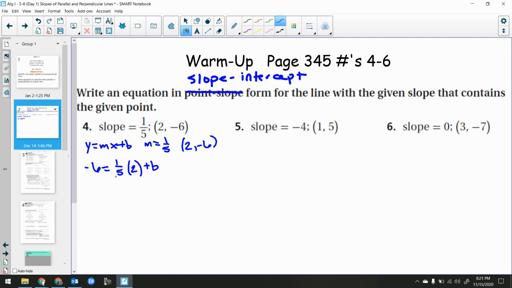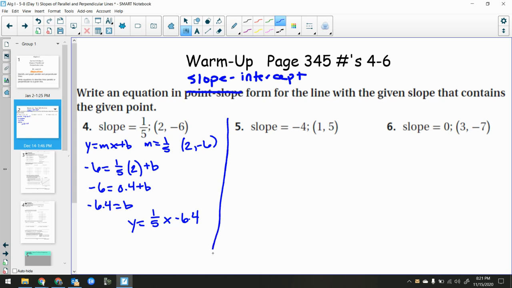Okay, now at this point, because that's a fraction times a whole number and it's not going to come out nice, you can do a decimal. It's okay to have a decimal for your y-intercept. It's not okay to have a decimal for your slope, but it's okay to have a decimal for your y-intercept. So 1/5 of 2 is 2/5, so it's 0.4. Okay, and then when I subtract it over to the other side, that's going to give me -6.4 as my b value. That means my answer is y is equal to, again, use my slope, 1/5 times x minus 6.4. Okay, there's number 4.